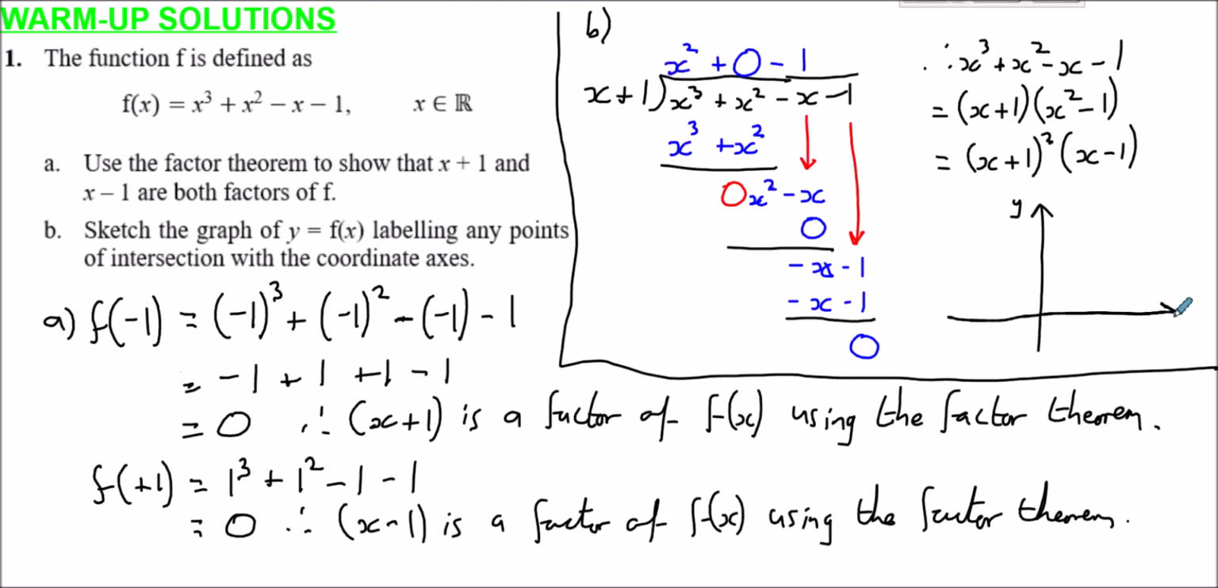So here we can now sketch this function. We're going to have a repeated root at minus 1, so it's going to bounce at minus 1, as it were. And then there's going to be another root at 1. So we're going to have something looking a bit like this.